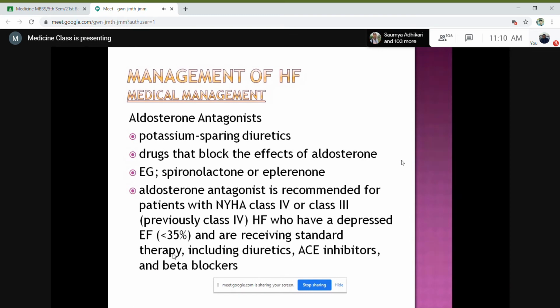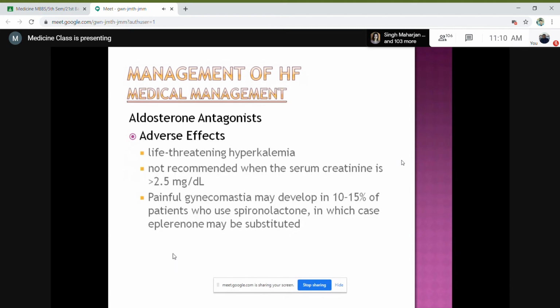Okay, so these are the drugs that are recommended for patients who are in NYHA functional class 3 or 4, or who were previously in class 4, with a decreased ejection fraction, and who are having symptoms even after getting standard treatment with ACE inhibitors, ARBs, diuretics, and beta blockers. So this is the add-on drug if the patient is in functional class 3 or 4, and if the ejection fraction is less than 35%.